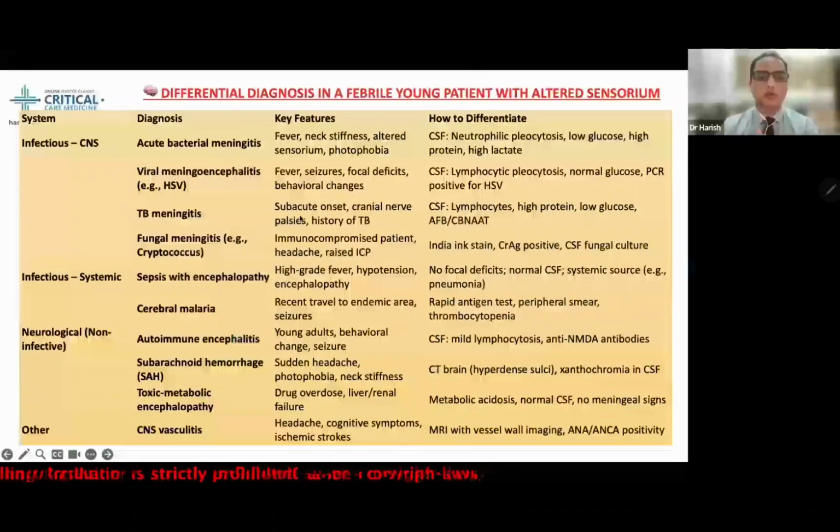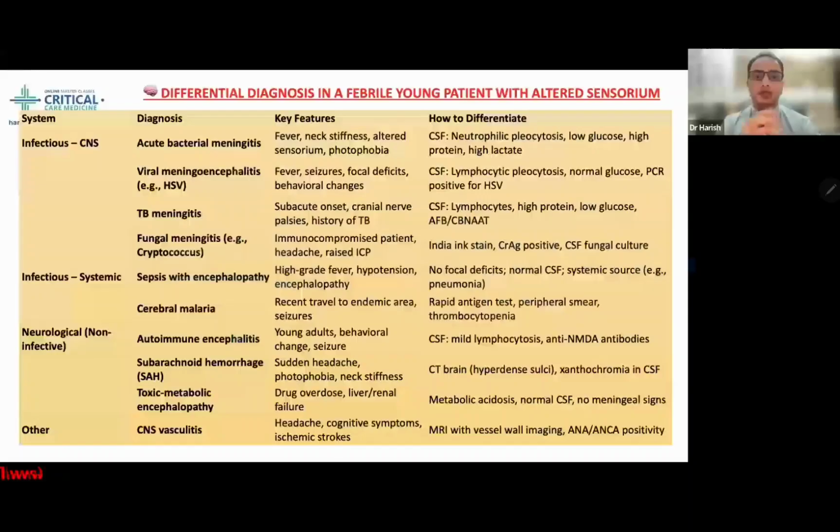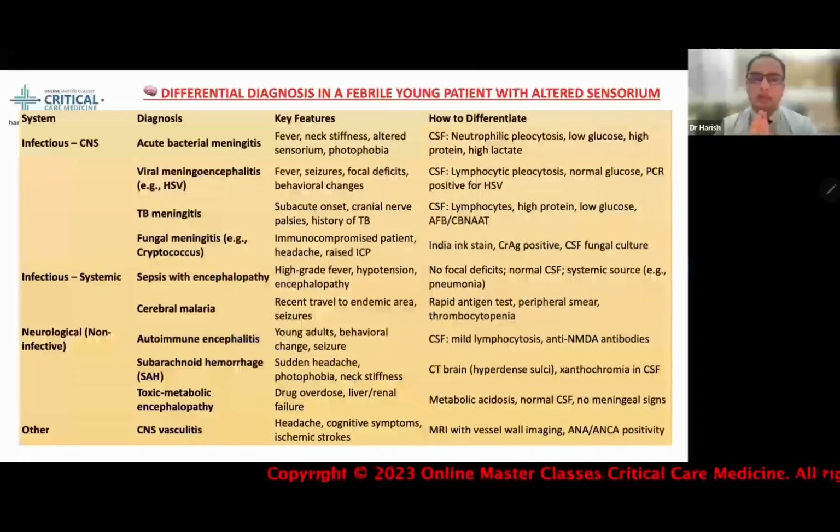TB meningitis: usually the onset is subacute, with cranial nerve palsy, particularly sixth nerve involvement. There may be a history of low-grade temperature, loss of weight, and loss of appetite, or concurrent pulmonary TB. CSF is lymphocyte predominant, with high protein and low glucose. AFB stain may be positive. You can send TB PCR, CBNAAT, TrueNat and all those things.